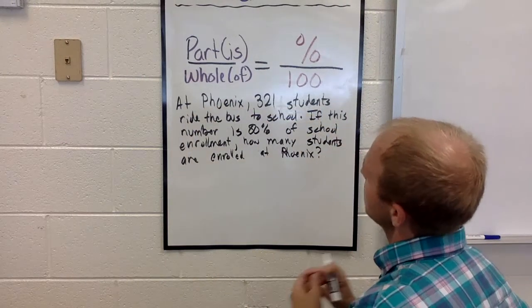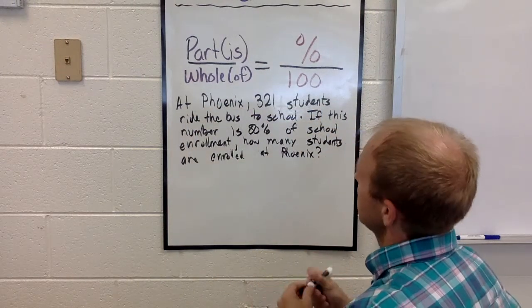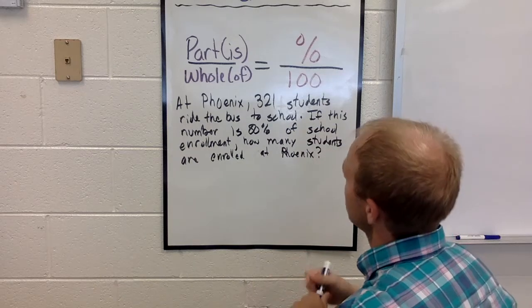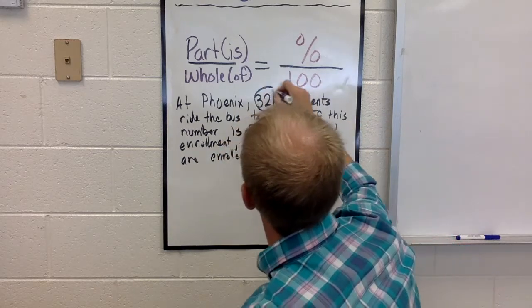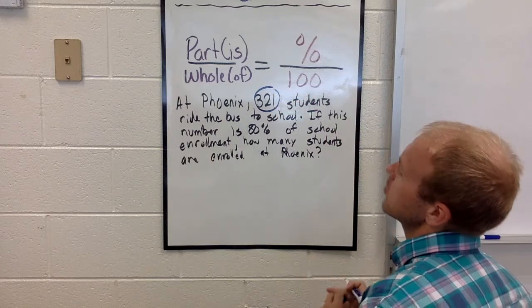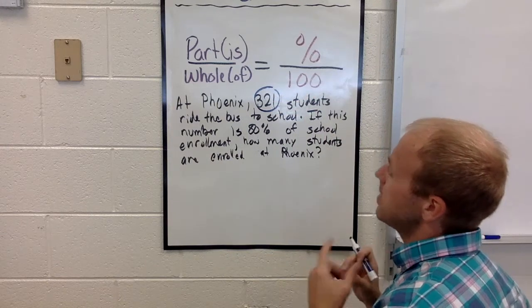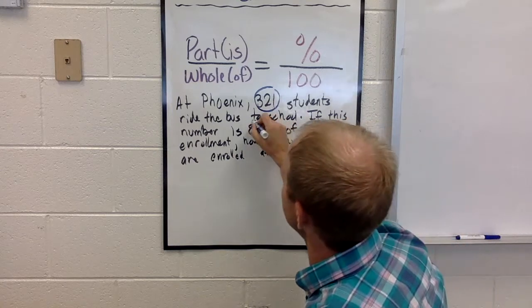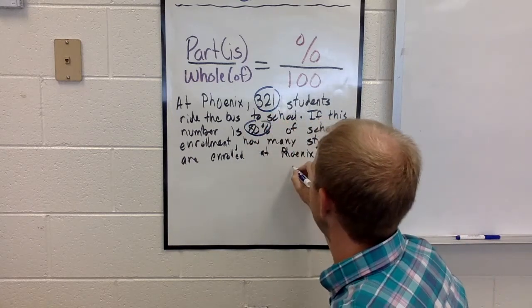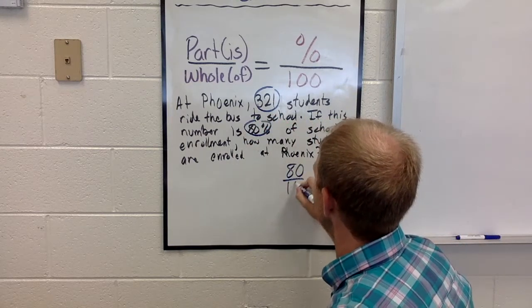At Phoenix, 321 students. Okay, so that's our first number. So we know we're going to have 321 somewhere in this proportion. 321 students ride the bus to school. If this number is 80%, so there's a percent. So let's go ahead and put that 80 over 100.